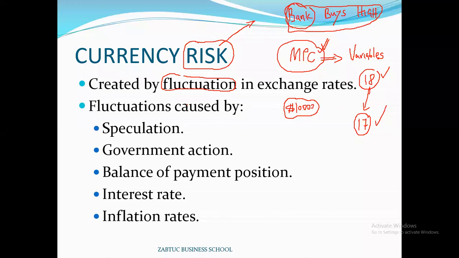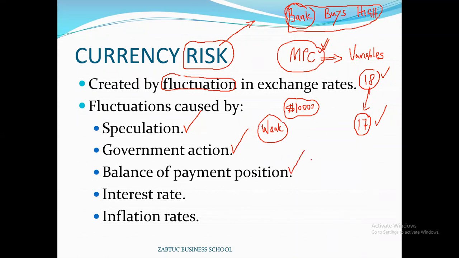So now the question is, what causes the fluctuations? One, people just speculating, buying and selling currencies. That is one. Government action. From time to time, the government may intervene in the markets to save the currency or to support the currency. For instance, if the currency became very weak, if there was too much depreciation, the government may move in to save the currency.